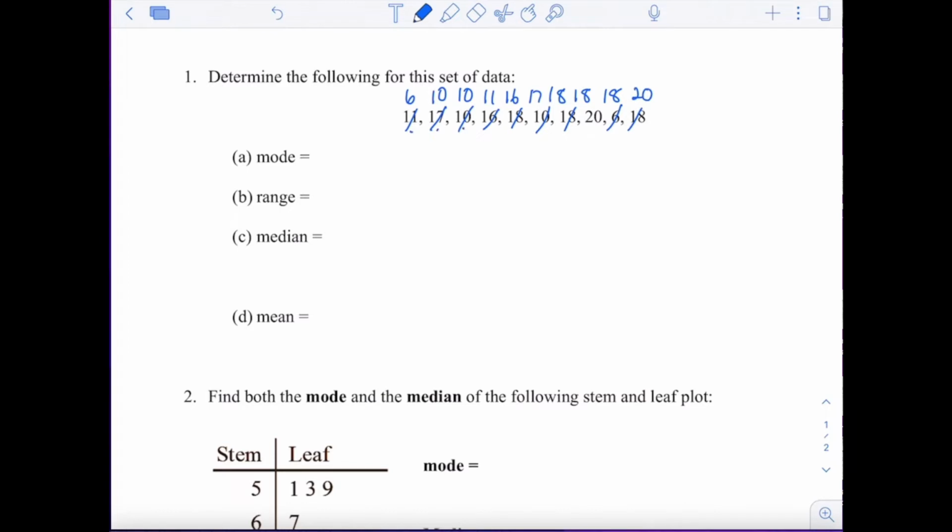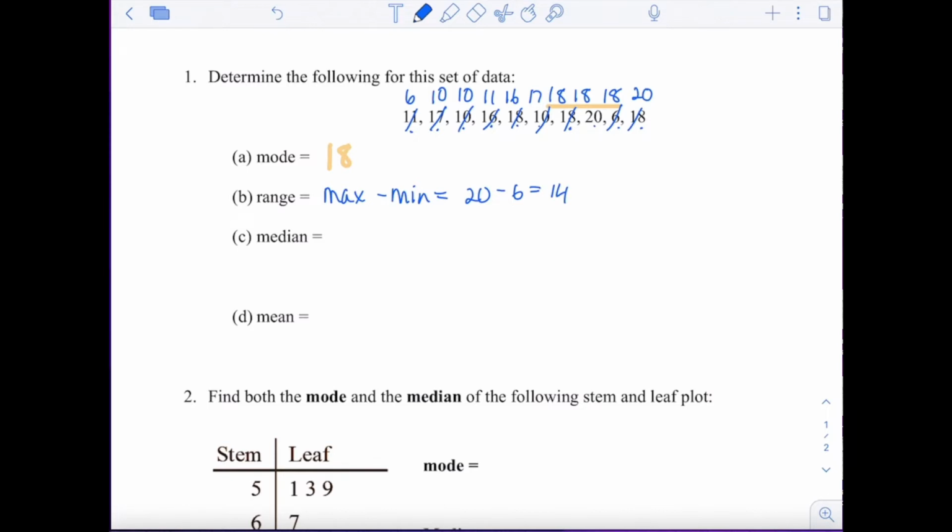Let's just make sure. 1, 2, 3, 4, 5, 6, 7, 8, 9, 10. Good. Okay. So now the first thing I'm going to do is state the mode, which is quite easy here because we've written it in order. The mode is 18. How about the range? Well, the range is the max subtract the min, which is going to be 20 minus 6, which equals 14 in this case.